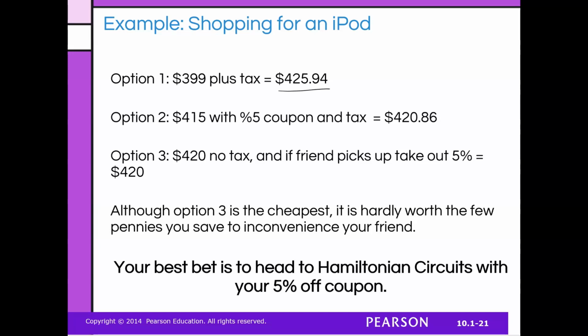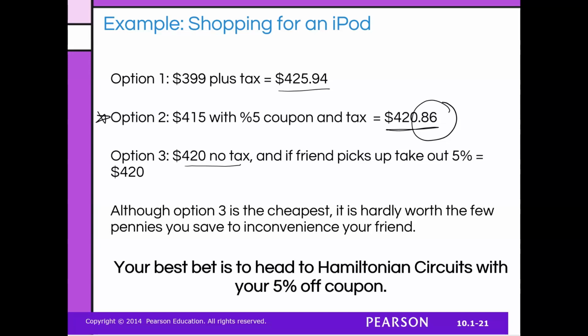So we've got option 1 with the tax. It seems like a better deal because it's $3.99, but we've got the tax. We've got the 5% coupon and the tax. And then we've got the $4.20 without tax. And if a friend picks it up, we get to take out that 5%. So although option 3 is the cheapest, maybe it's not the best idea for those pennies, right, to send a friend to pick it up. Maybe the best bet is actually this.